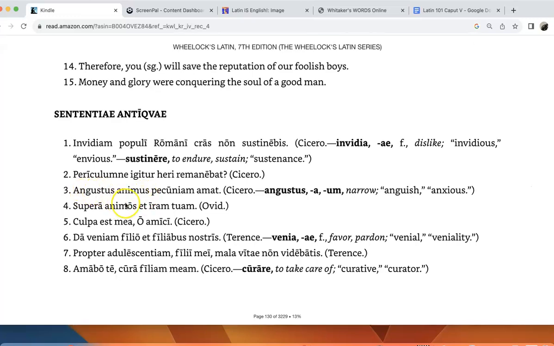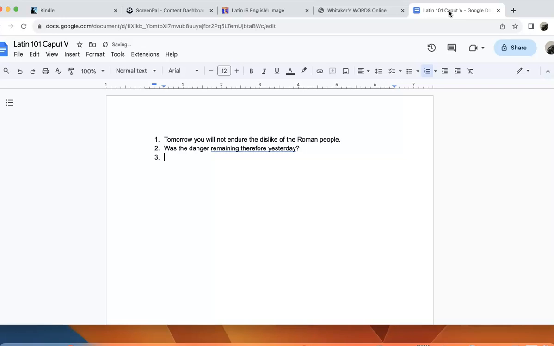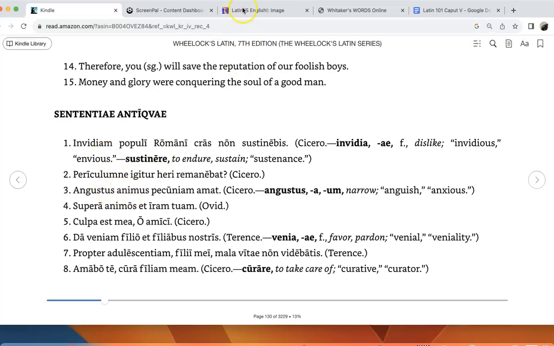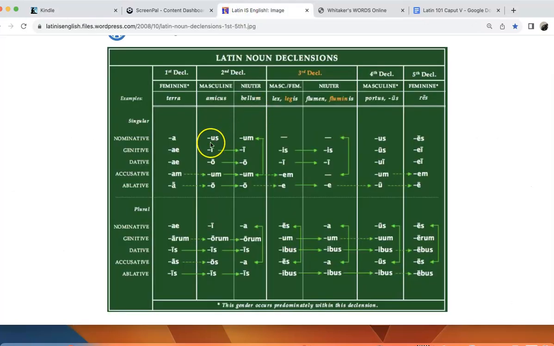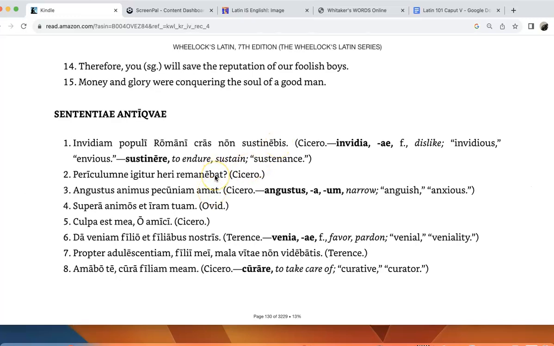Okay, tres. Angustus animus pecuniam amat. So here we have quite a bit of help. And what do we have here? A narrow mind loves money. So let me write that here. A narrow mind loves money. This one is fairly straightforward. This one's not too difficult. This one is just angustus animus, which tells us it is the nominative subject ending in -us. And we've had the word amat before, which is third person singular present tense. So here they gave us future tense. Here we had imperfect or past tense.